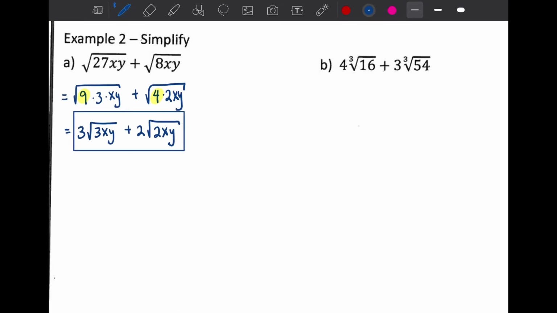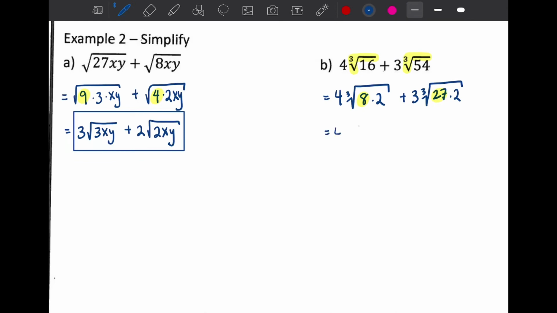Now let's take a look at part B. We have cube root of 16 and cube root of 54. We could perhaps simplify a little further. So this time we're looking for a perfect cube to take out. So we leave the coefficient in the front and find the perfect cube factor. I know 8 times 2 is 16, and I also know that 27 times 2 is 54. So I can take these out.